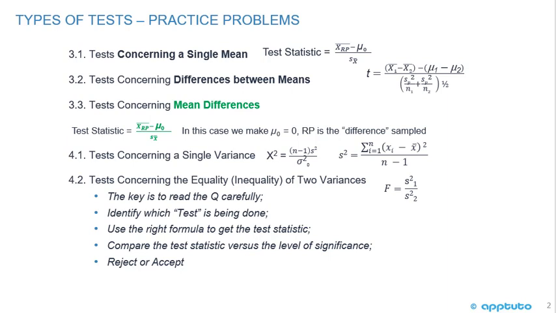Paired observations are observations that are dependent because they have something in common. A paired comparisons test is a statistical test for differences in dependent items. So once again on this slide I'm showing the different test statistics, and I've highlighted in green bold the mean differences test. Again, the key is to read each question carefully, identify which test is being done, use the right formula to get the test statistic, compare the test statistic versus the level of significance, and then accept or reject.